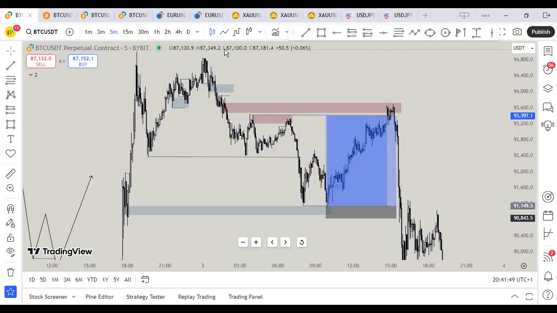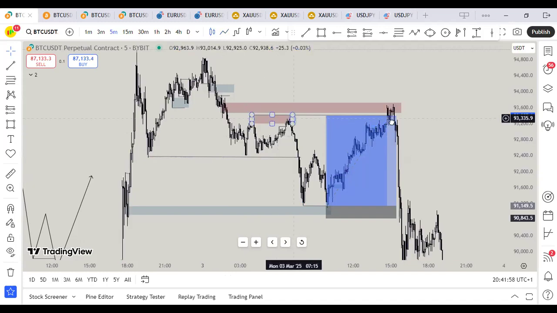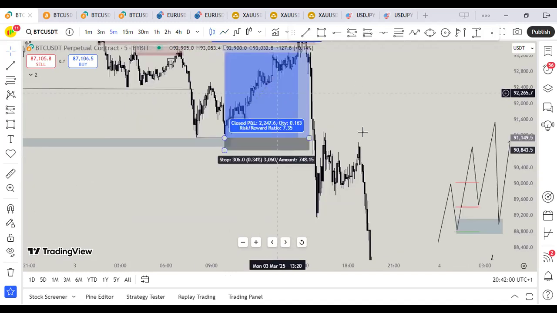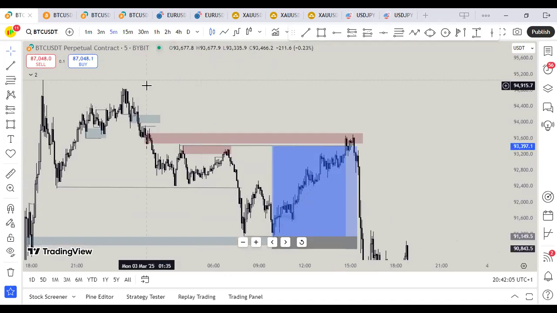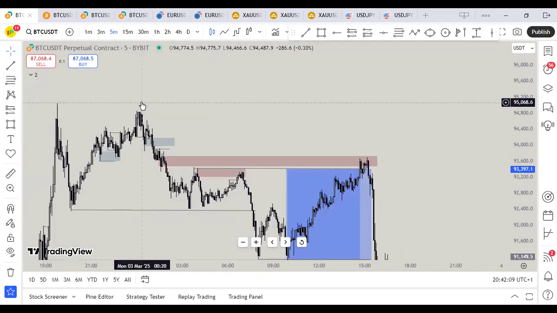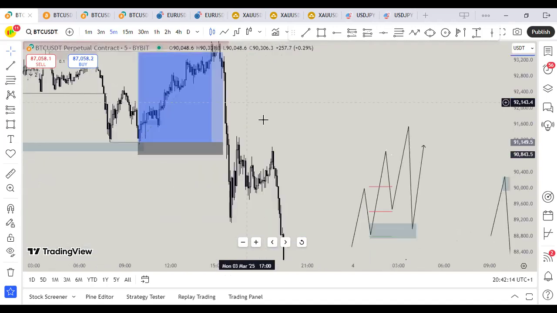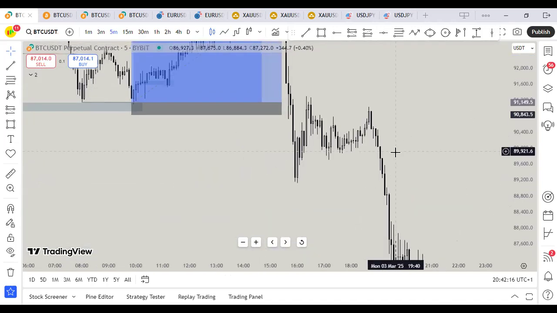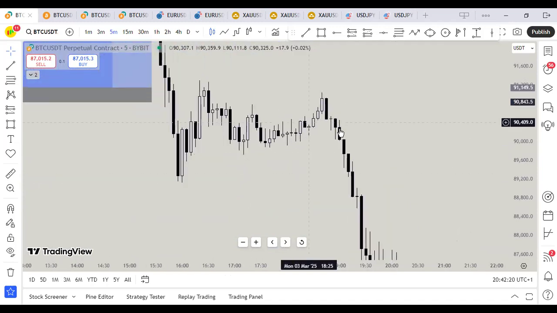Let's use a line chart and see the difference. As you can see, before a break of this low, we have this liquidity. That is why I took my TP at this high, not this main high. I target liquidity, not the main higher high. I target liquidity.